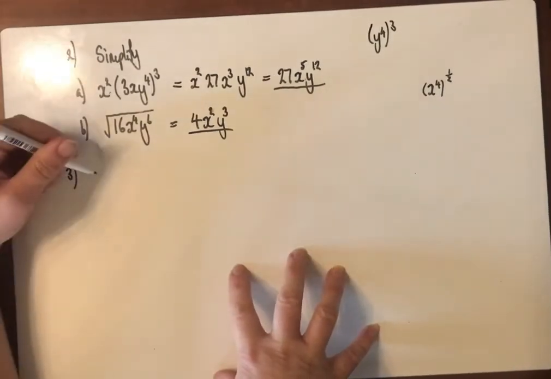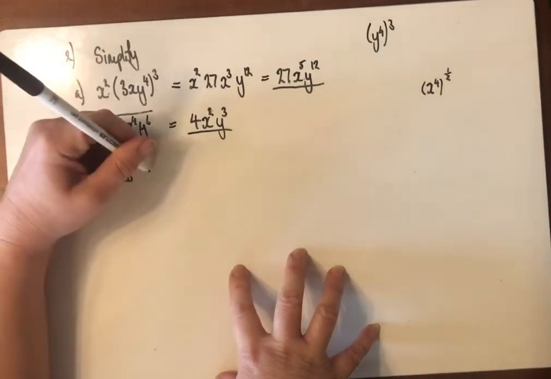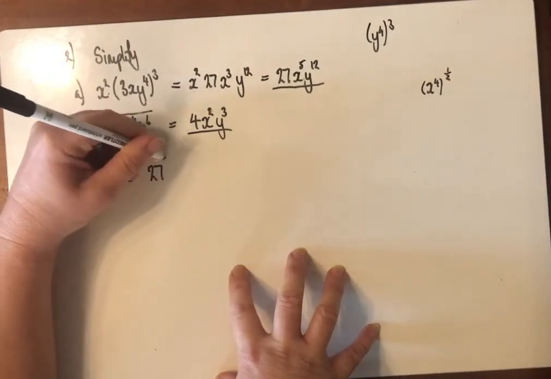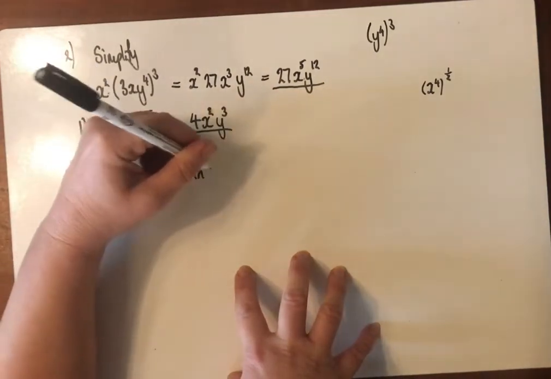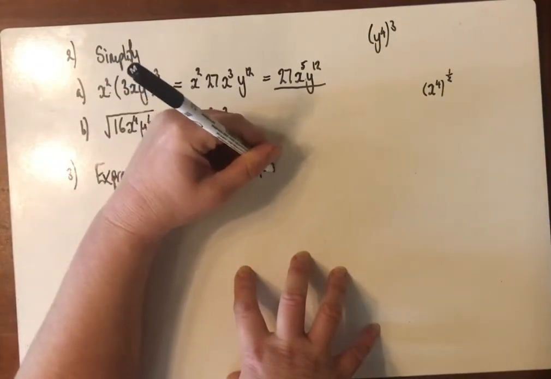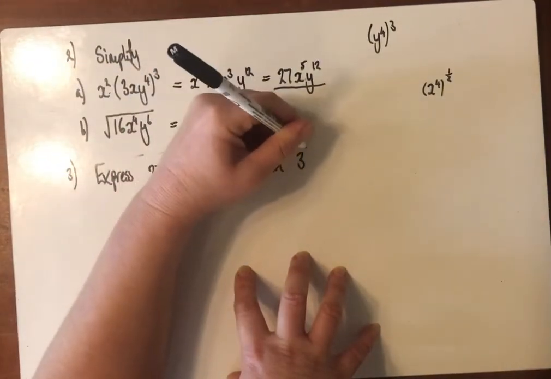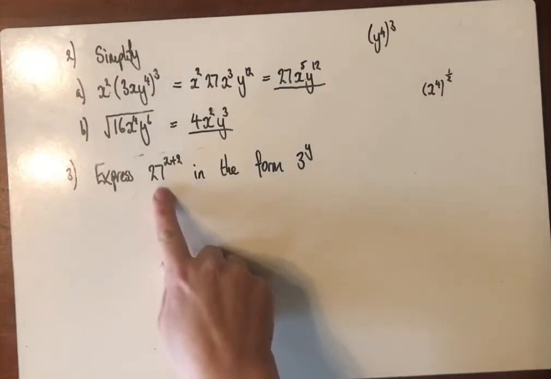Next one. Express 27 to the power of x plus 2 in the form 3 to the power y. So all this means is you want to write this as a power of 3.